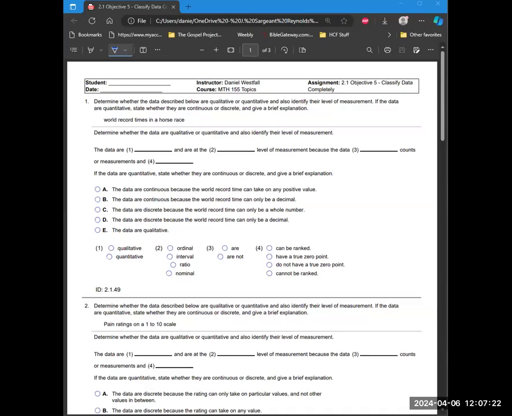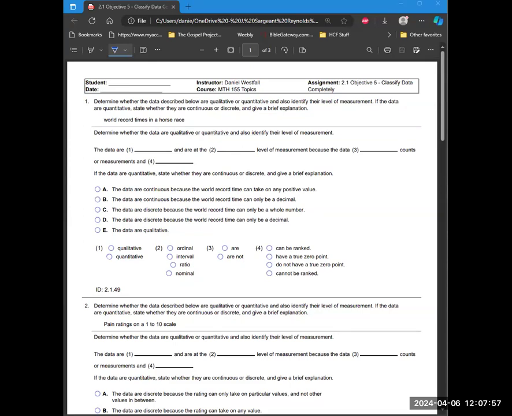In this video, we're going to talk about 2.1 Objective 5, where we classify data completely. Question 1 asks us to determine whether the data described below are qualitative or quantitative, and also identify their level of measure. If the data are quantitative, state whether they are continuous or discrete, and give a brief explanation.